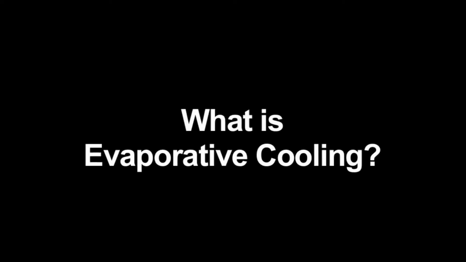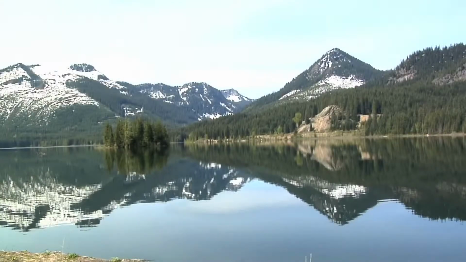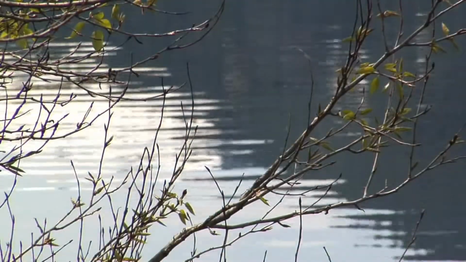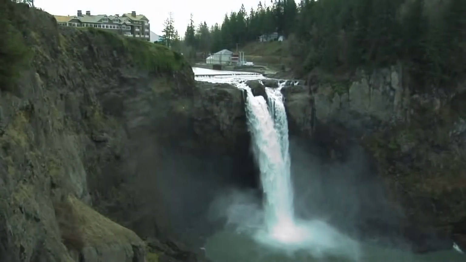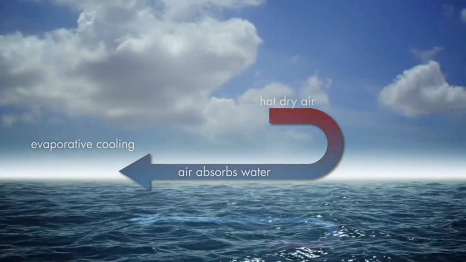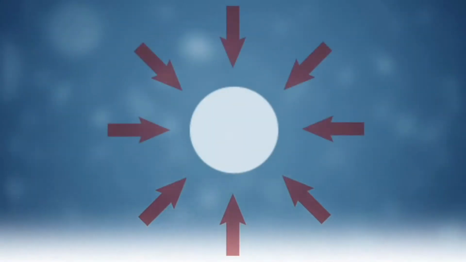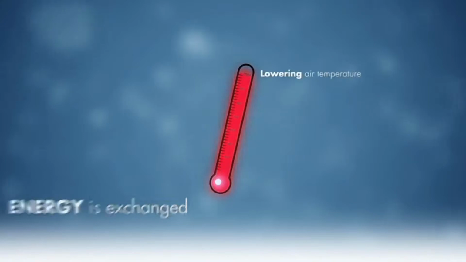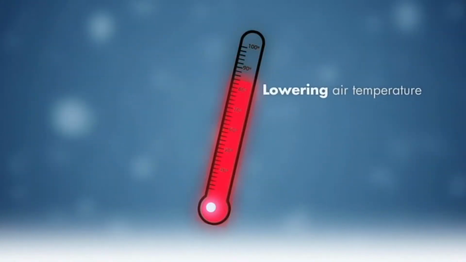What is evaporative cooling? The science behind cool fog is based on the same natural cooling found near waterfalls, lakes, and other bodies of water. Whenever dry air passes over water, the air absorbs some of the water and evaporative cooling occurs. In evaporative cooling, tiny water particles are converted to gas and energy is exchanged, lowering air temperatures.